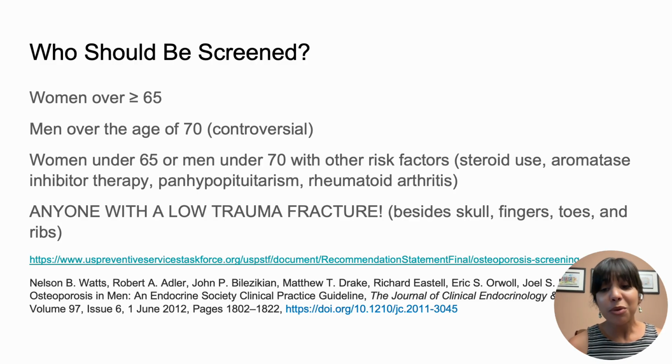And anyone with a low trauma fracture should be considered for a bone density, depending on the bone that is broken. Smaller bones, fingers, toes, stuff like that, we don't technically consider as an osteoporotic fracture. Skull fractures, and ribs is a little controversial as well, but typically it's not considered an osteoporotic fracture. So for osteoporotic fractures, we're talking about larger weight-bearing bones like the femur, the vertebrae, the pelvis, things like that.